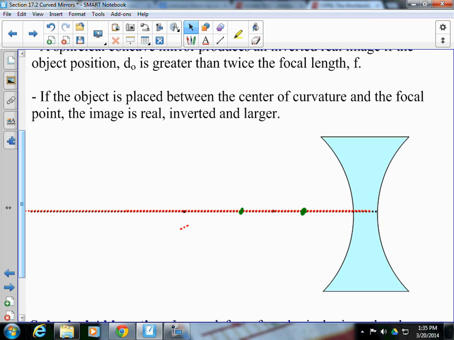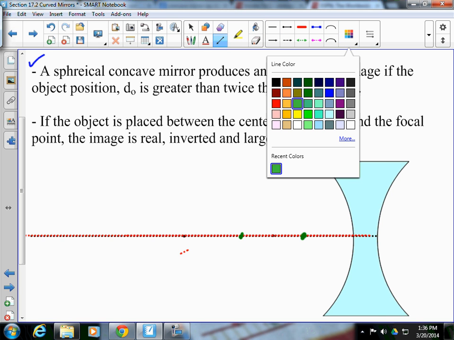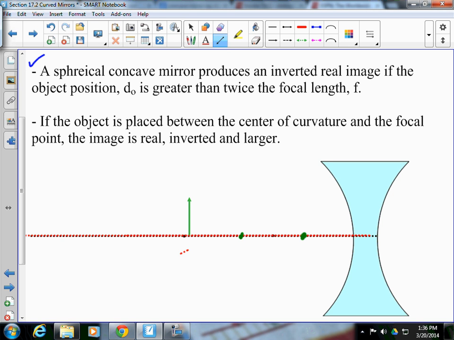Because what we just got done talking about is real images. If I place an image outside twice the focal length, let's go ahead and place an arrow. Let's make it a green arrow. I'm going to place a green arrow outside the focal length, just like this. What we are going to do is draw a light ray diagram. We're going to show 3 points on this mirror where the light converges and where our arrow should be. So how is this going to work?